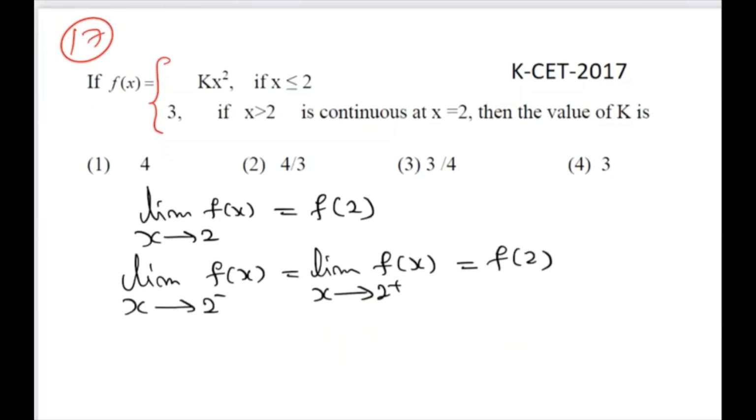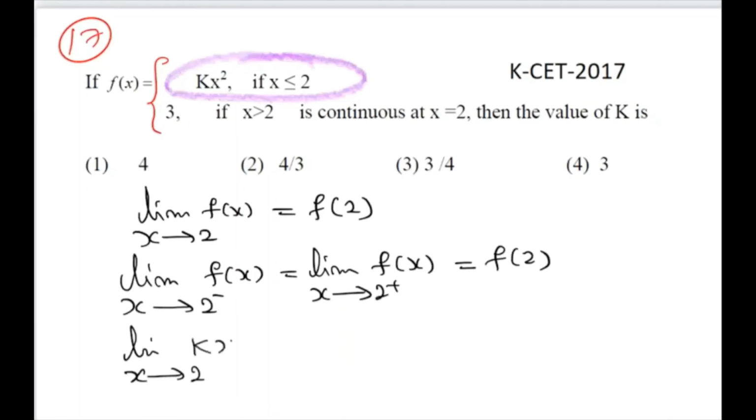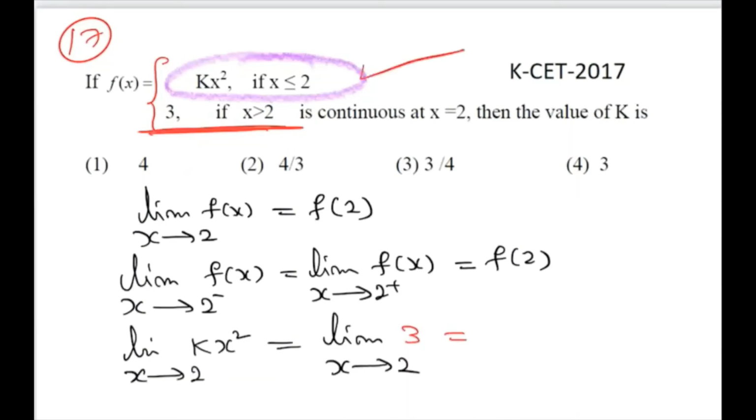So here, the left hand limit as x tends to 2, when x is less than 2, the function is defined as k times x square. So once you take the appropriate function, no need to write any sign here. That is equal to the limit as x tends to 2 when x is greater than 2, the function is defined as 3. And f of 2: when x is equal to 2, the function is defined as k times x square.